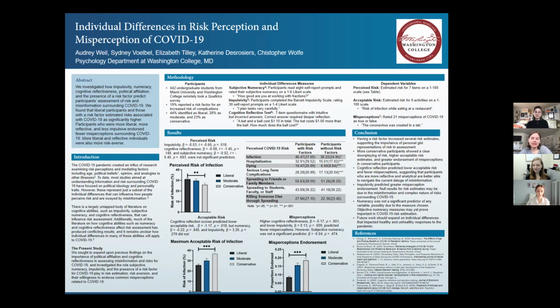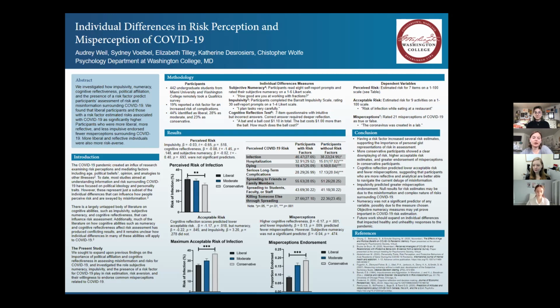Our research looks at the individual differences in risk perception and misperception of the COVID-19 pandemic. When the COVID-19 pandemic began, several studies investigated how political beliefs and personality traits impacted understanding risk and information of COVID-19. However, very few studies emphasize the importance of cognitive differences in perception of risk and susceptibility to misinformation.